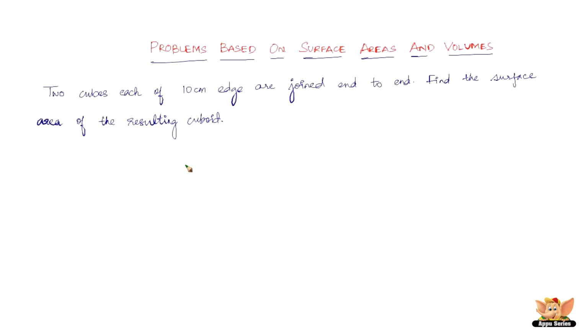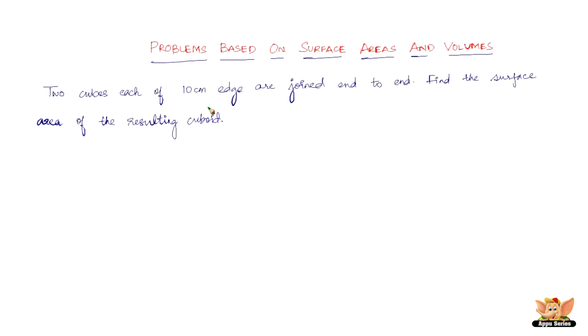In this video, let us solve problems based on surface areas and volumes. And we've got a problem here which reads like this. It says two cubes, each of 10 centimeter edge, are joined end to end. Find the surface area of the resulting cuboid.